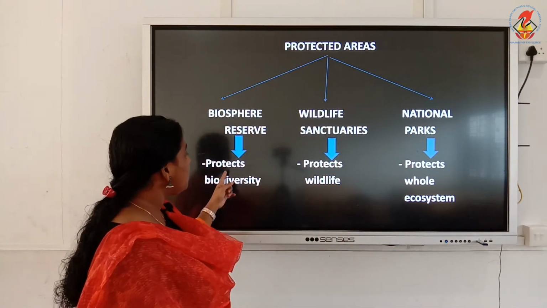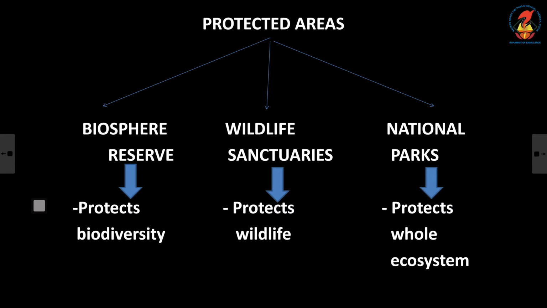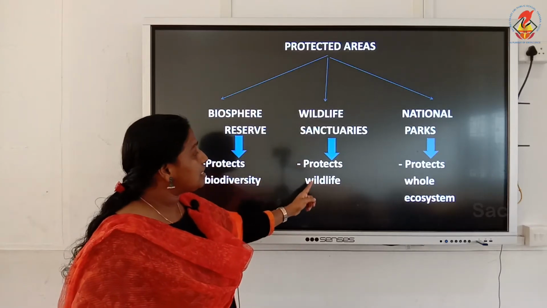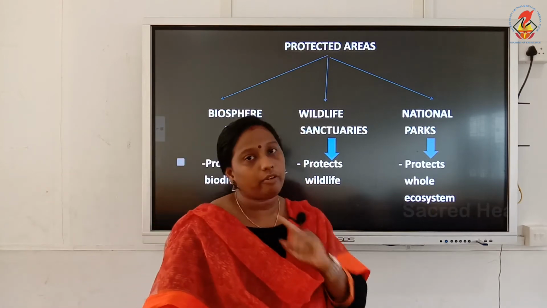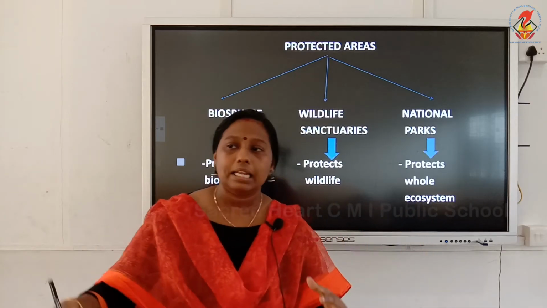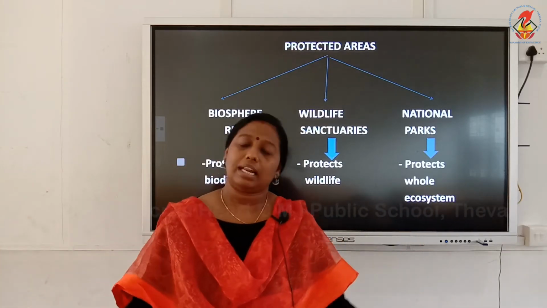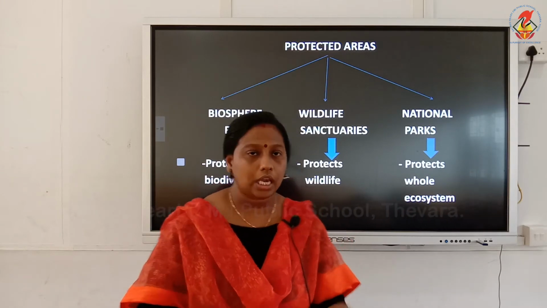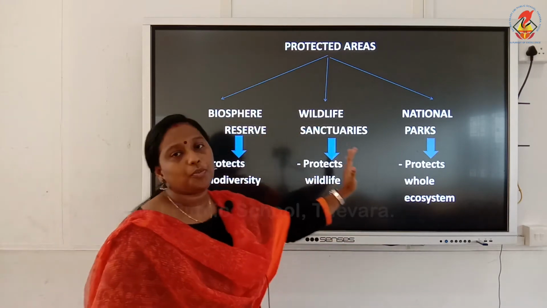Now, a Biosphere Reserve is an area where you protect the whole biodiversity. Then wildlife sanctuaries are regions where you give protection only for wildlife, whereas in a National Park, you give protection for the whole ecosystem, that is plants, animals, all the natural things found there, everything is being protected. So this is the major difference between these 3.